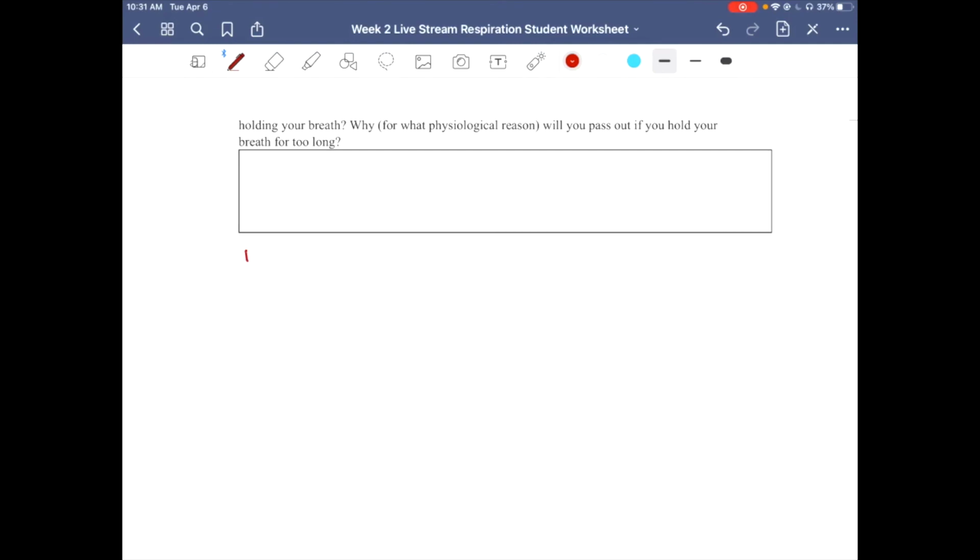So I'll quickly write that down here. So one way it can happen is high CO2 levels send a signal to the medulla, and then the medulla causes you to pass out, and this restores involuntary breathing.